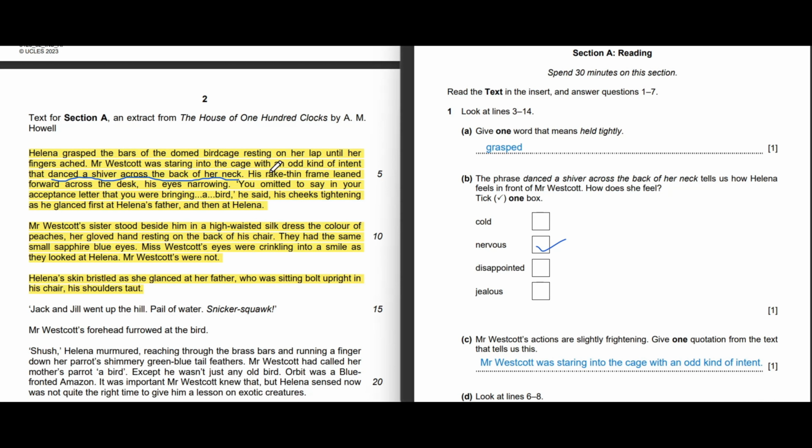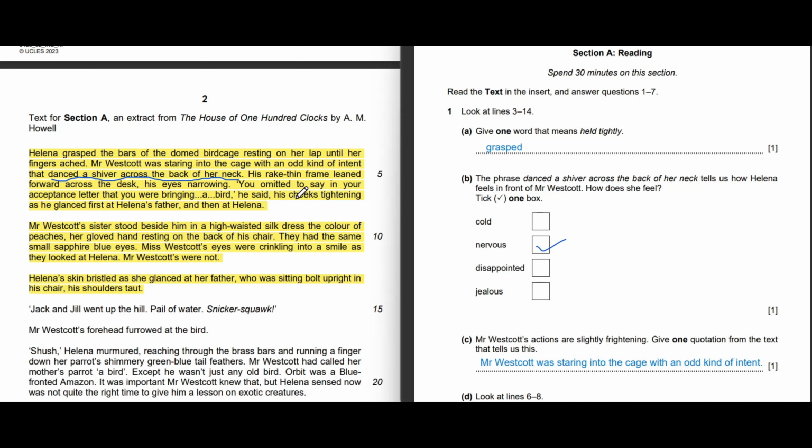You can also say this sentence: his thin frame leaned forward across the desk, or his eyes narrowing. This is also frightening, and his cheeks tightening.